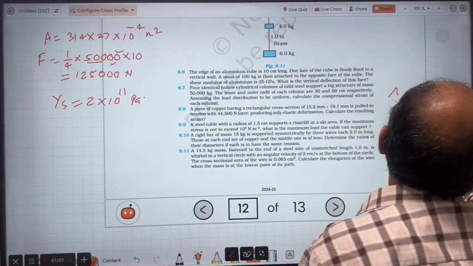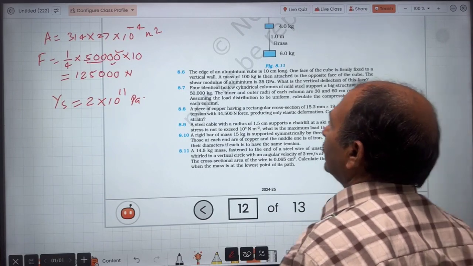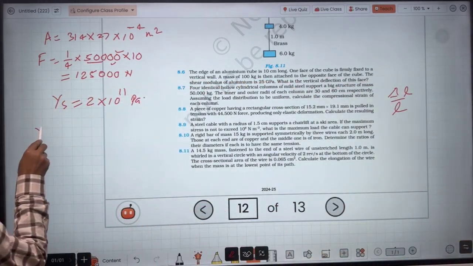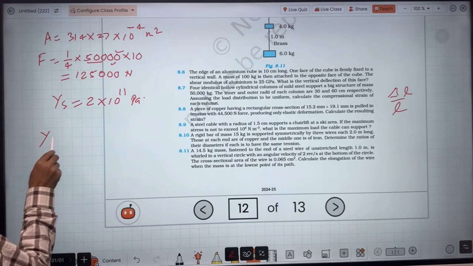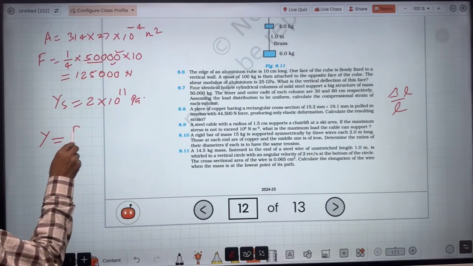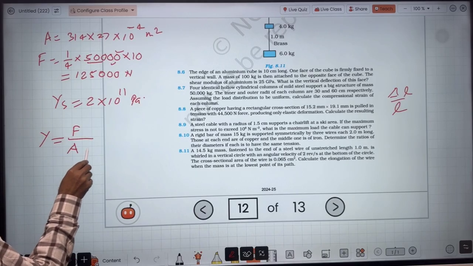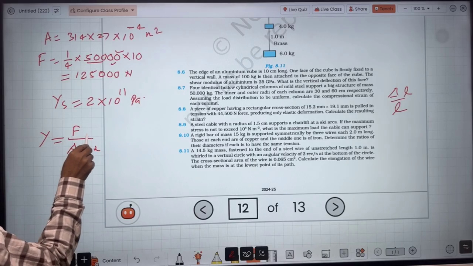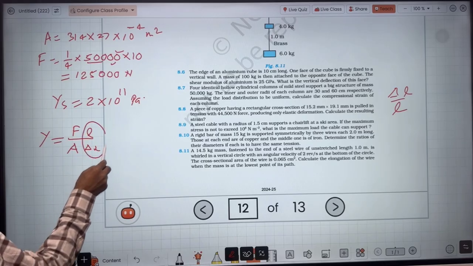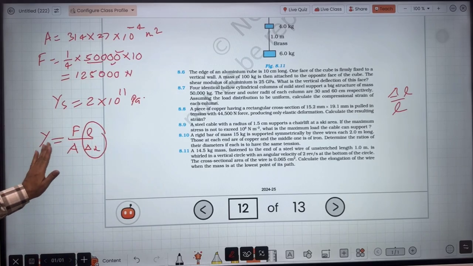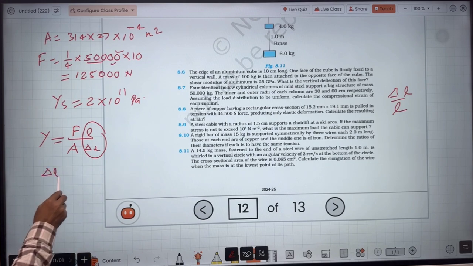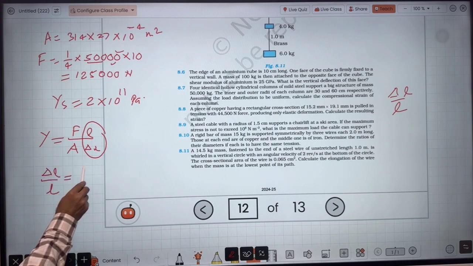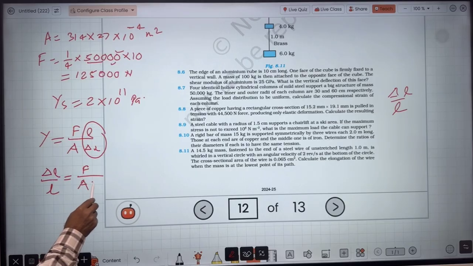Compressional strain means we have to find out delta L upon L. So let's evaluate. Y steel, or just write Y, because comparison is not to be done. So Y equals F upon A times delta L upon L. We can take this value to the LHS because we have to find out delta L upon L. So delta L upon L will be F upon A times Y.